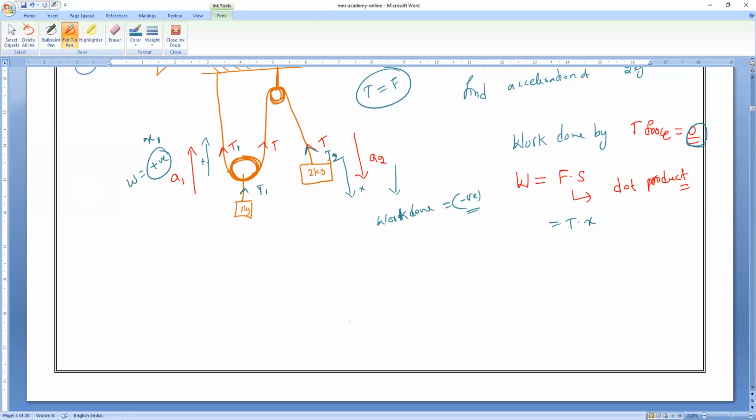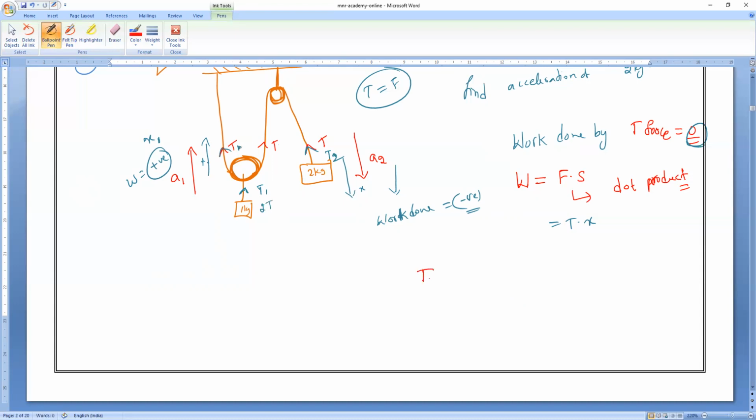Now you can see that if these two tensions are acting, T1 here, also T here and here also T, then what is the tension here? Anybody can tell? T and T, two tensions are acting, so here what is the tension? 2T. Understand? So now the concept is here.